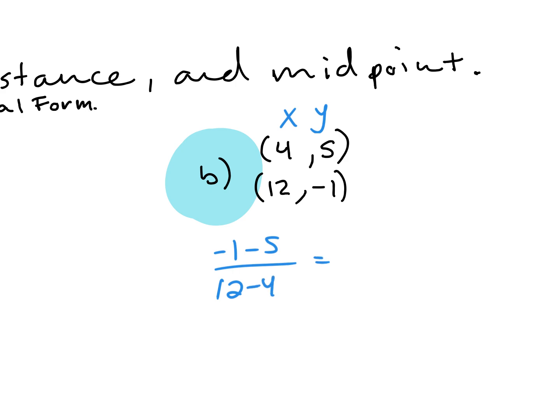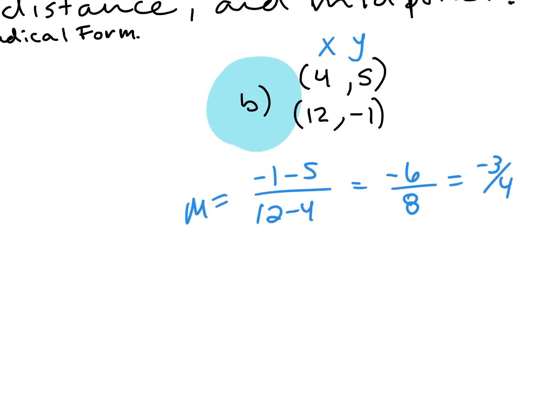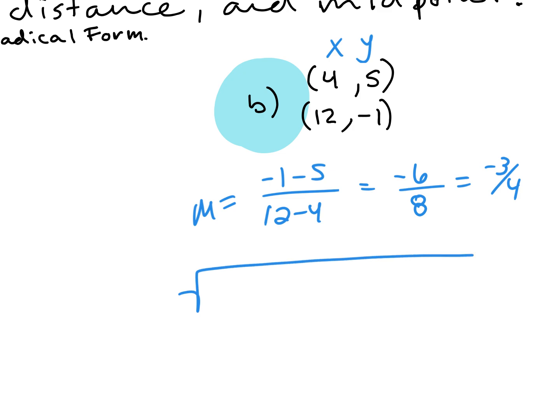You guys with me? So -1 minus 5 is -6. 12 minus 4 is 8. And what would this simplify to? -3/4. Perfect. That's it. There's your slope. Very simple. If you're going to find the distance, remember the distance. It's the x's and the y's. Keep your x's together. So I'm going to write my parentheses here. Make sure I have a squared.